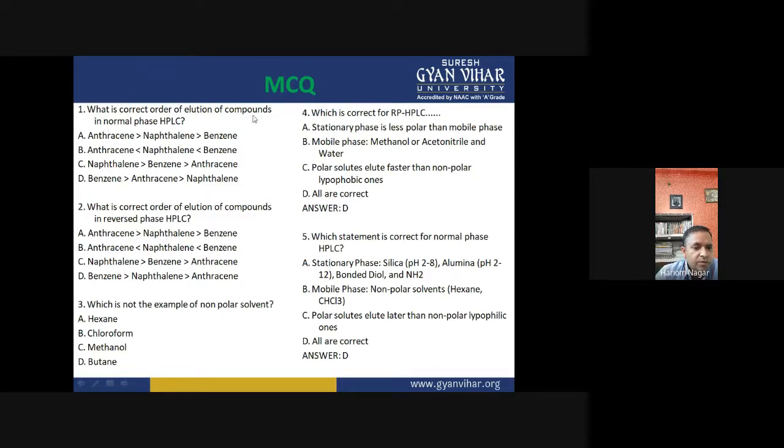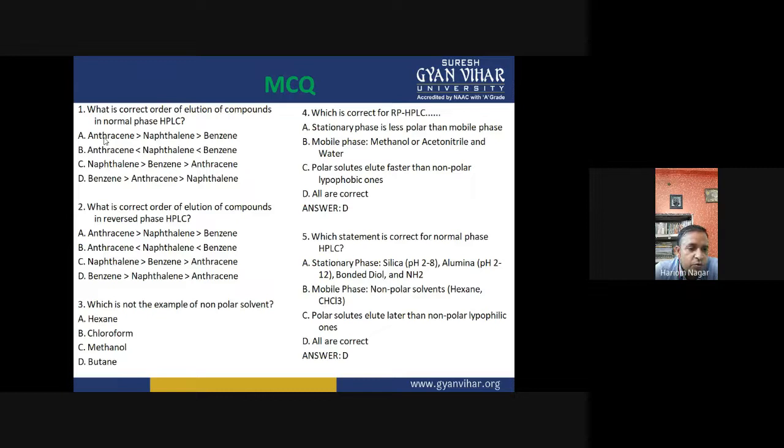In normal phase HPLC, the non-polar component will elute faster. Anthracene is mostly non-polar, it has a more hydrophobic nature than naphthalene, and naphthalene is more hydrophobic than benzene. So anthracene will elute faster than naphthalene, and that is faster than benzene. So option A would be the correct option.